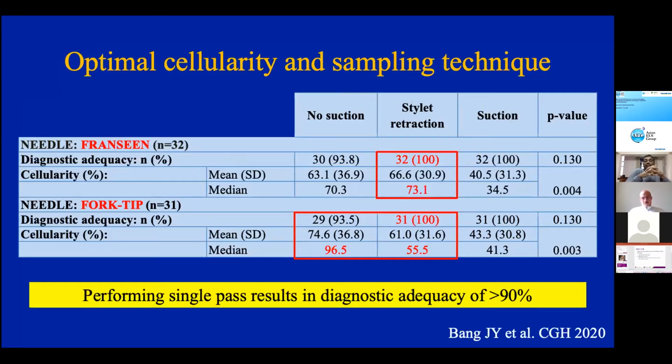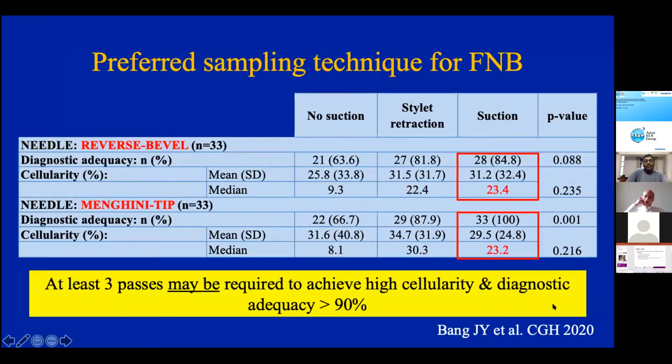For the fork tip needle, which is called the SharkCore needle, what you will find is the diagnostic adequacy is also between 95 to 100% for both not using suction and for stylet retraction. Also, the cellularity is significantly higher, anywhere between 55 to 95 percentage points. So on a single pass, we could get a diagnostic adequacy of more than 90% with very high cellularity using the stylet retraction technique for Franseen, and then the stylet retraction and no suction technique for the fork tip needle.